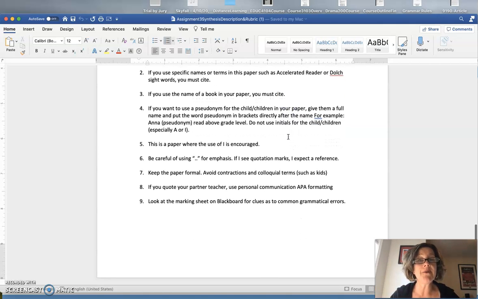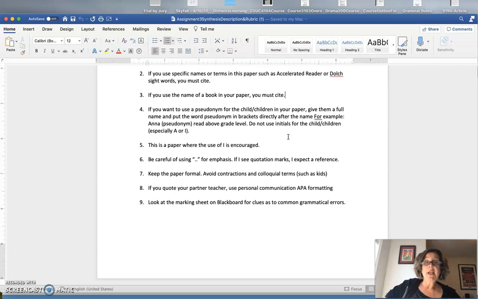If you want to use a pseudonym for a child or children in your paper, give them a full name and write the word pseudonym in brackets directly behind the name. For example, Anna [pseudonym] read above grade level. Try not to use initials for the child, especially A and I, because it's very hard to read. It takes me a bit to figure out whether A is actually A and I is actually I, or whether it is the initial. Okay. Again, this paper is where the use of I is encouraged. You don't have to write the researcher or the student teacher. Write it from your point of view in first person.